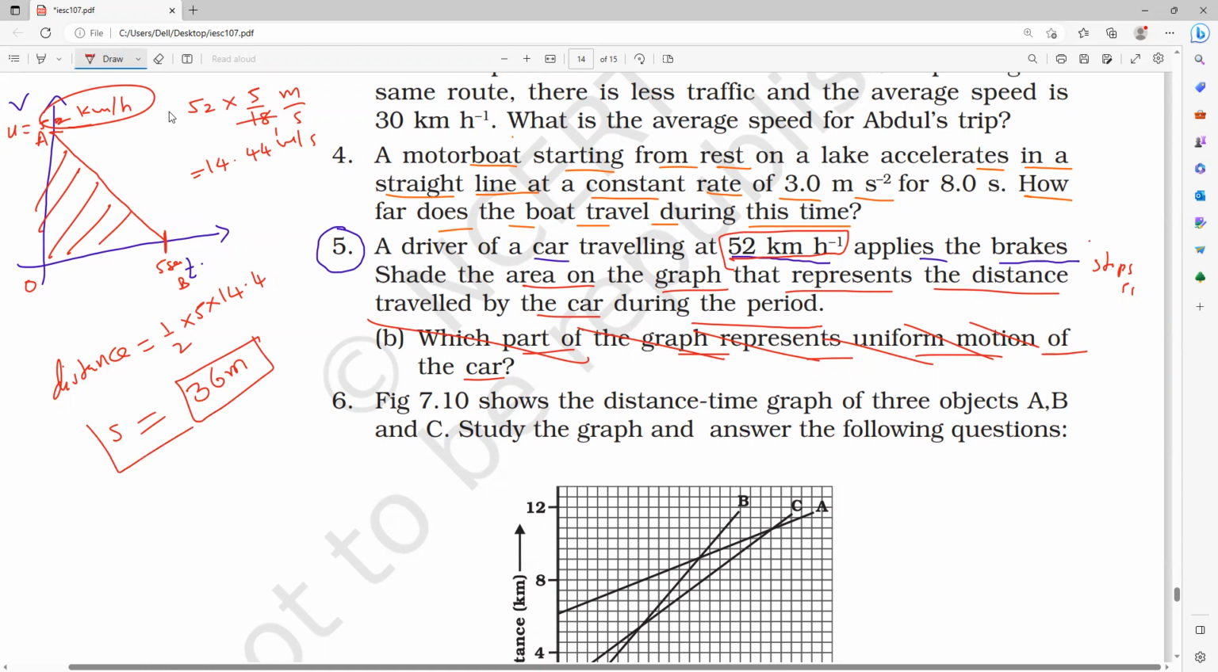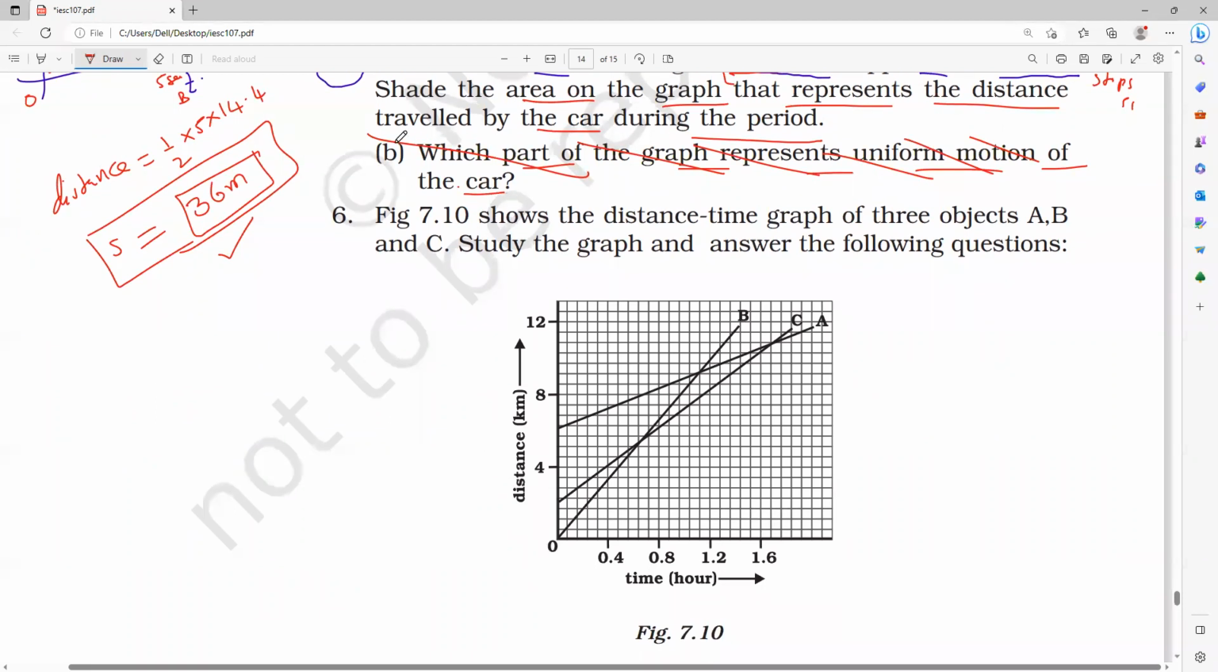So what is the distance covered by the body? All of you. 36 meters. Clear? Okay. Understood? Any doubt? Anybody can ask me. No, sir. Okay. Next.